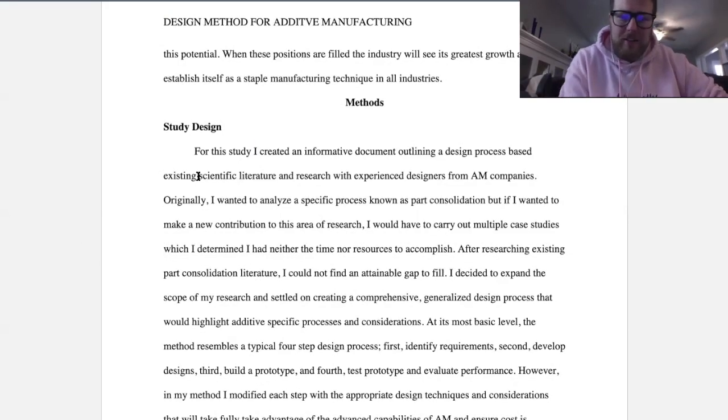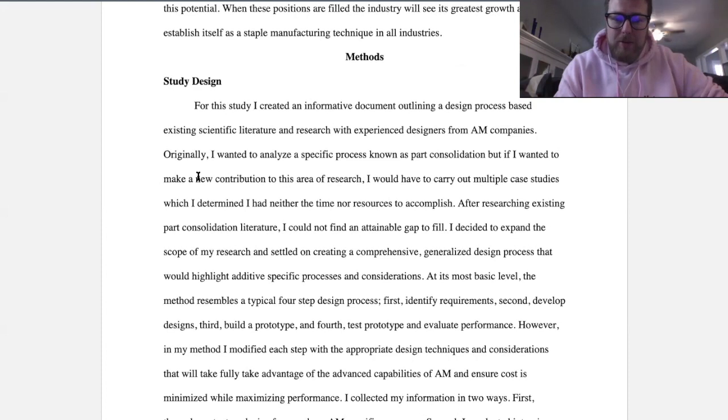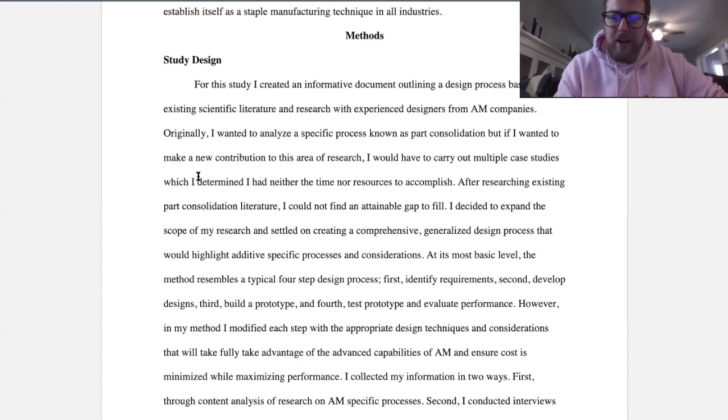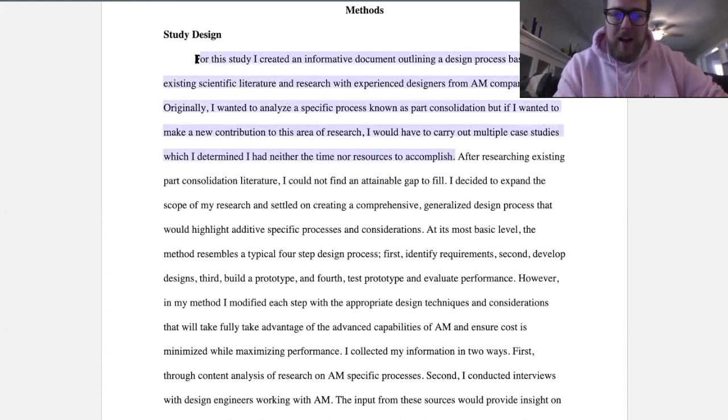So based on existing scientific literature and research with experienced designers from AM companies. Originally, I wanted to analyze a specific process known as part consolidation. But if I wanted to make a new contribution to this area of research, I would have to carry out multiple case studies, which I determined I had neither the time nor resources to accomplish. So one thing you'll notice that at the beginning of their methods section, rather than just jumping right into what they decided, this author decided actually to walk us through their process chronologically.